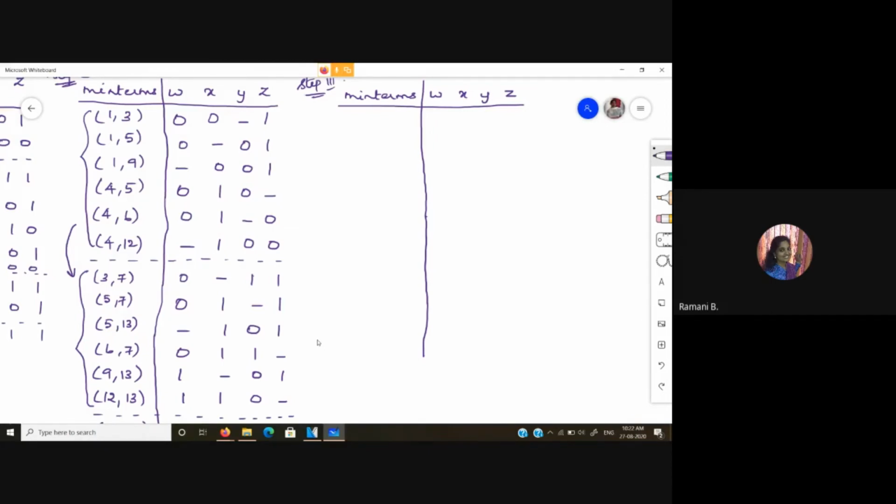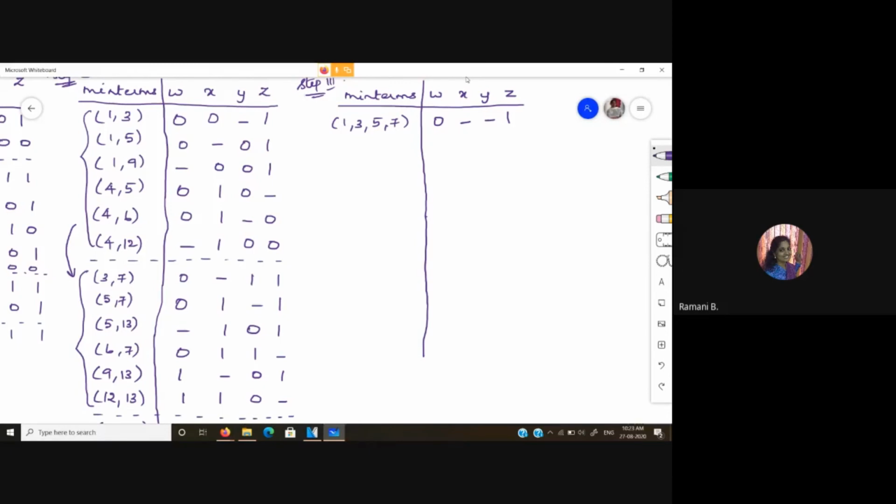So here with 1, 3, we have dash in Y position, and we have dash over this 5, 7. That is the only possible combination. And yes, you can group it. Only the X variable changes. So 1, 3, 5, 7. So we have 0 dash dash 1, right? 0 0 dash 1, and this is 0 1 dash 1. So now we have 0 dash dash 1.